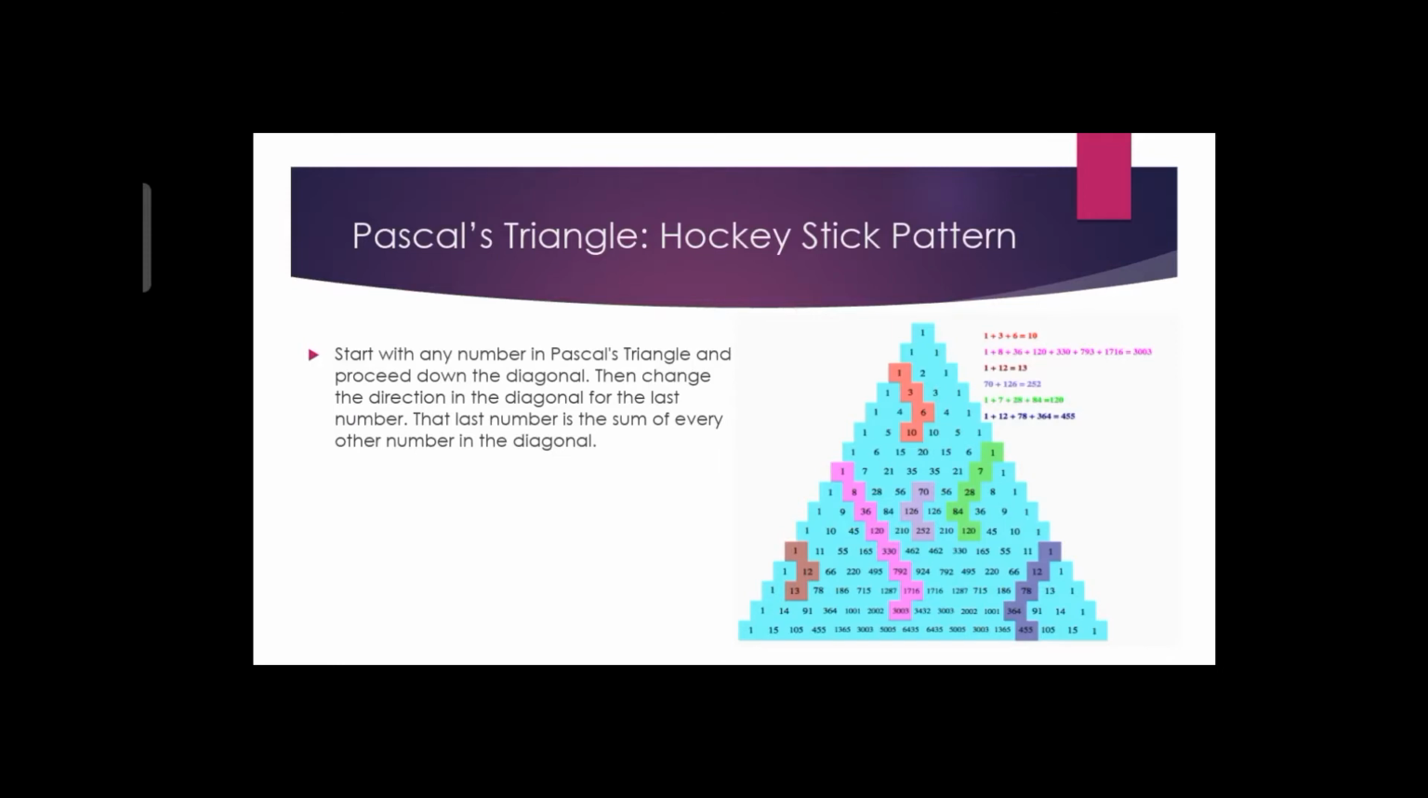The next example is the hockey stick pattern. You start with any number in Pascal's triangle and proceed down the diagonal. Then change the direction in that diagonal for the last number. That last number is the sum of every other number in the diagonal.